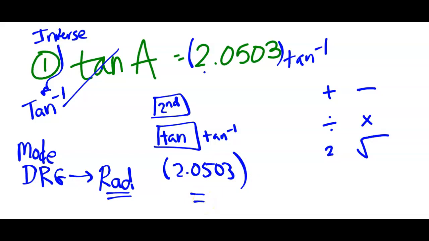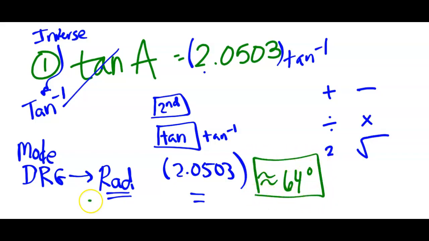What do you get when you do all that? Well, you should have got 63.9, which we're going to round to 64 degrees. Okay? So, important to be in radians. I'm going to hit my second button, my tangent button, enter my number, and hit my equal sign. Okay, let's look at another one.